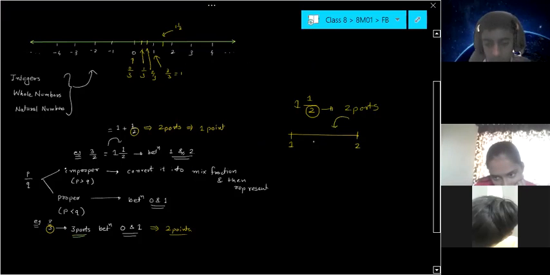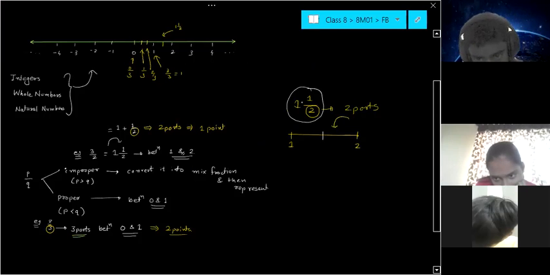How many points are required to cut an onion in two parts? Sir, only one. So, can I take only 1 point in between? Yes, sir. So, this 1 point will give me what? 1 by 2. One and a half.